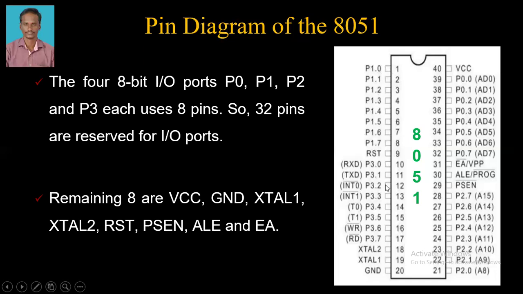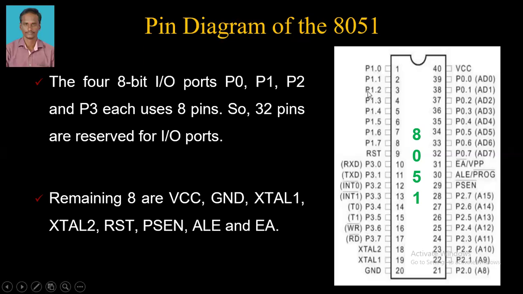Next, pins 10 to 17 are reserved for port 3, which helps you perform multifunctional operations. Next, pins 21 to 28 are reserved for port 2, which helps you transfer only addresses. And pins 32 to 39 are reserved for port 0. In this case, you just give the reverse order, that is 7, 6, 5, 4, 3, 2, 1.